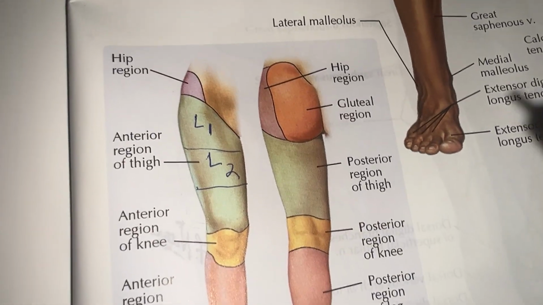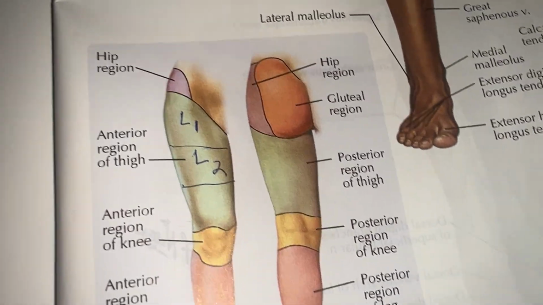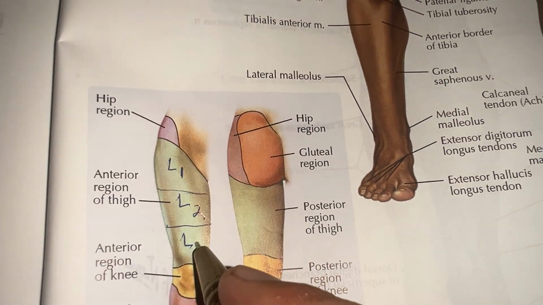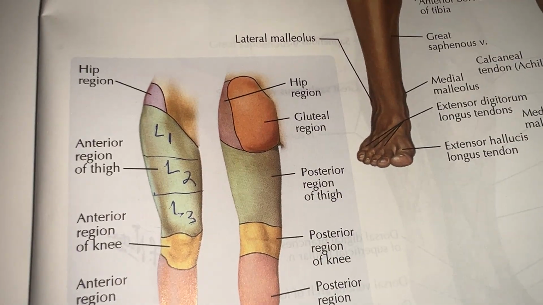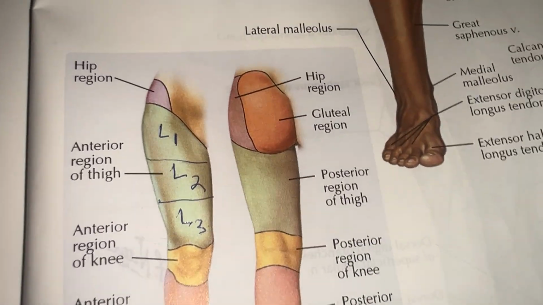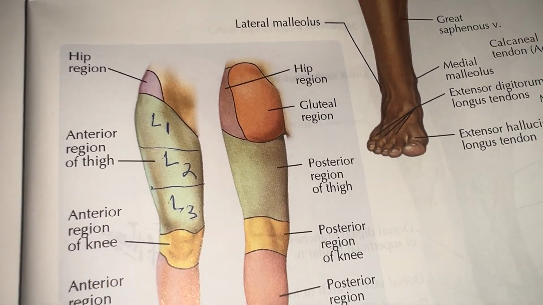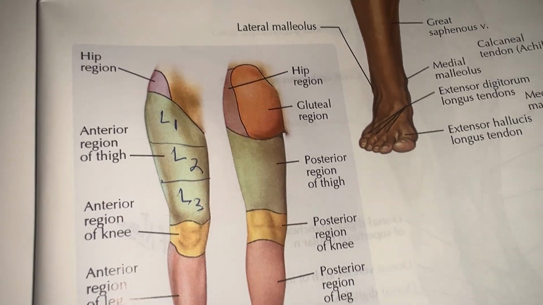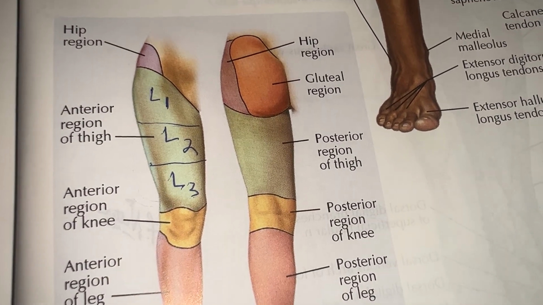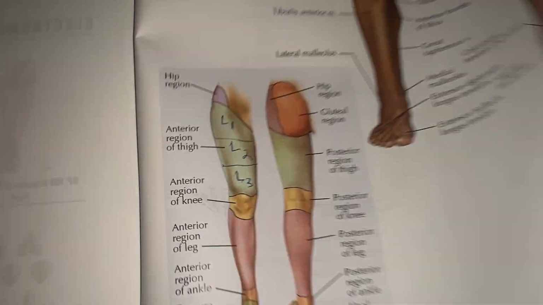The middle part of the anterior thigh is supplied by the L2 dermatome, and the nerve is the lateral and intermediate cutaneous branches of the thigh, while the lower anterior thigh is supplied by the L3 dermatome, and the nerve is the same as L2, which is the lateral and intermediate cutaneous branches of the thigh.